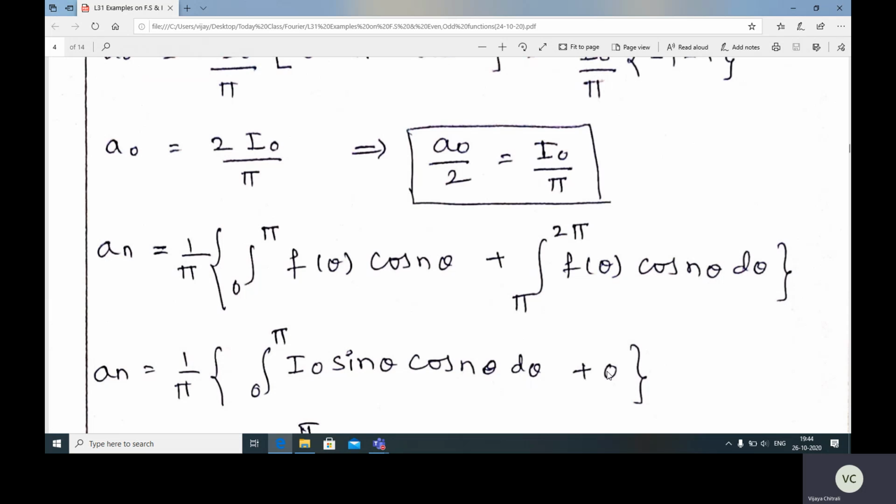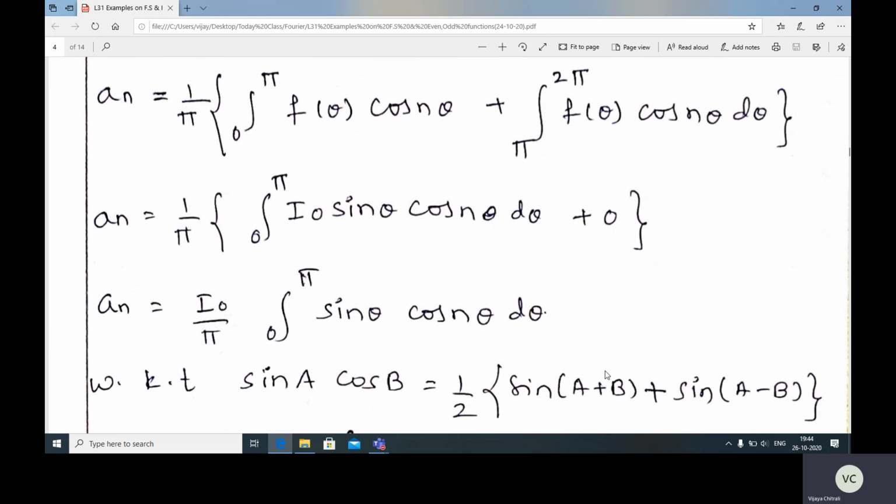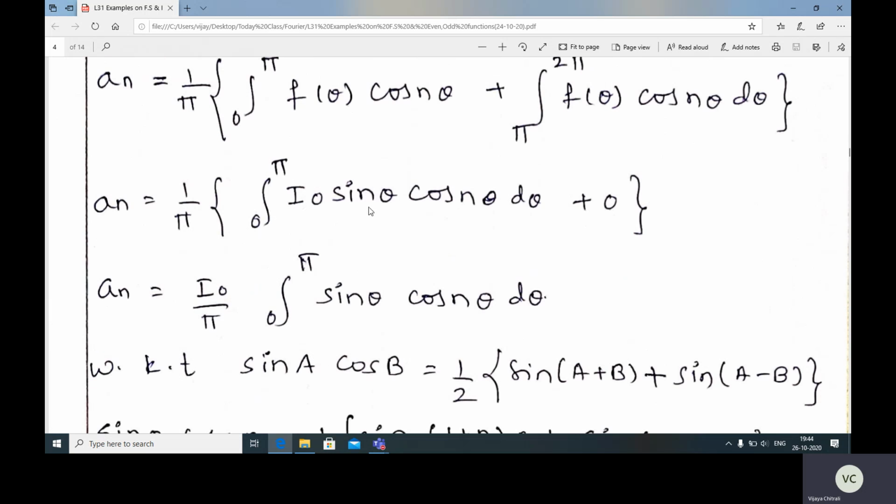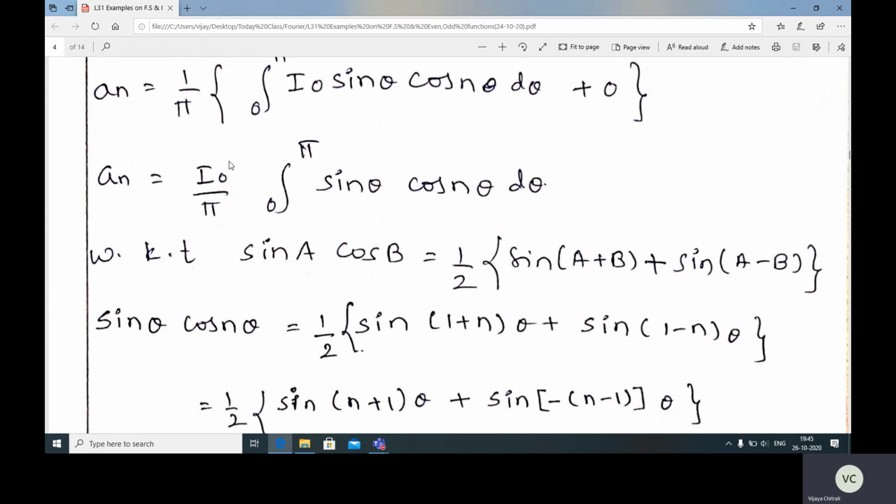Right? So a_n = (1/π) ∫ from 0 to π of f(θ) cos nθ dθ, where f(θ) is I₀ sin θ. Now integrate this with respect to θ. Here I₀ is a constant, free from θ, so take it outside. So a_n is equal to I₀ divided by π, integration from 0 to π of sin θ cos nθ dθ. We need to integrate this with respect to θ.